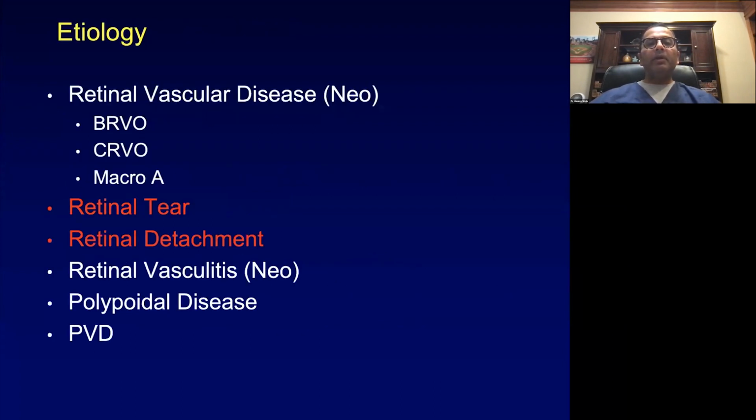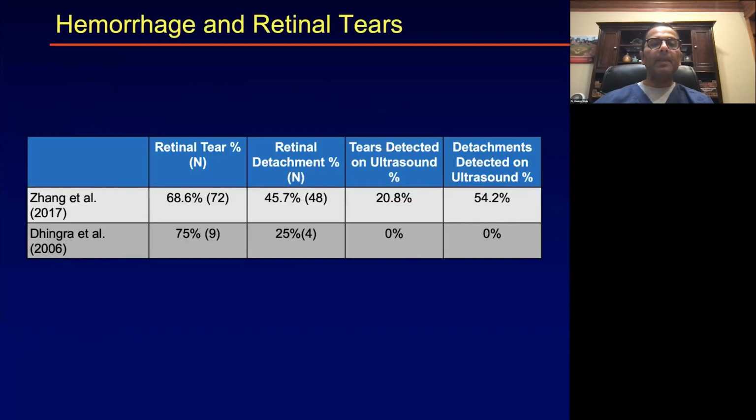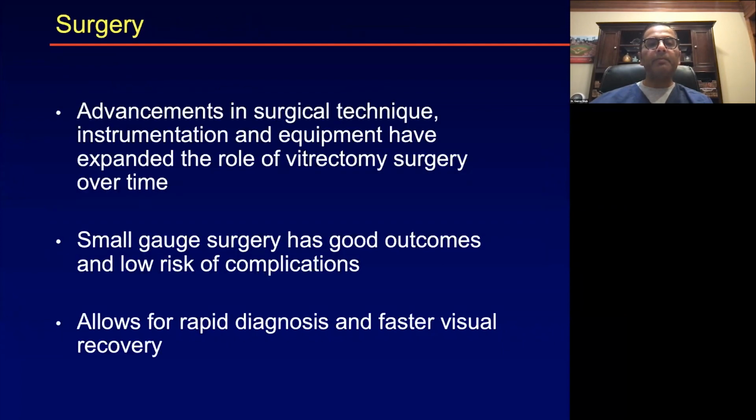Etiology is typically retinal vascular disease if it's not retinal tears, but the most common cause after retinal vascular disease is either tear and/or detachment. Ultrasound detection for both retinal tears and detachment really wasn't as great as we would think. Detachment detection was about 54% and tears about 20% or so.